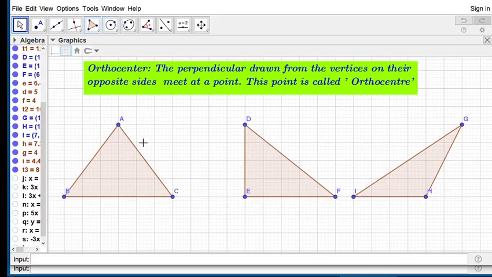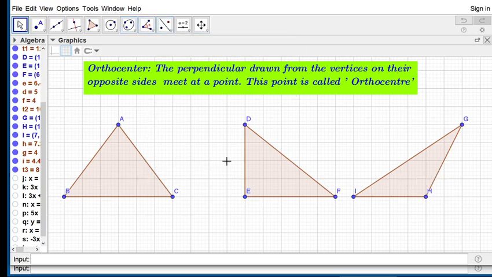Dear students, today we are discussing the important points of concurrency. On the concurrency point, firstly we will define the orthocenter. The orthocenter is the point where the perpendiculars drawn from the vertices to their opposite sides meet. This point is called the orthocenter.